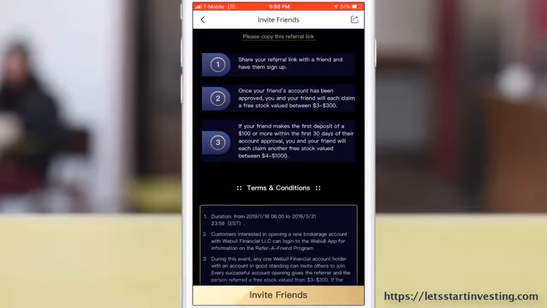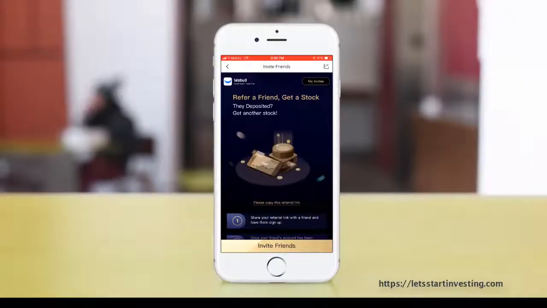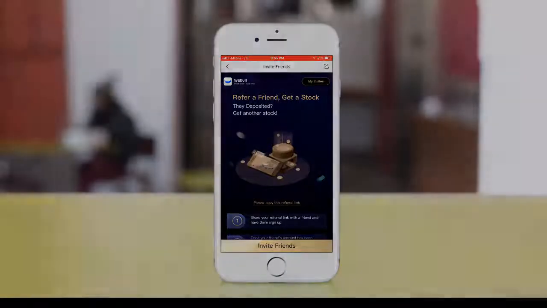So kind of a cool referral program, a little unique, I think, because they give you 2 opportunities to get a free stock. And that's basically it, guys.